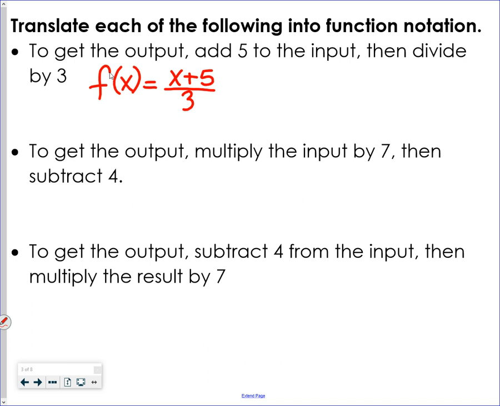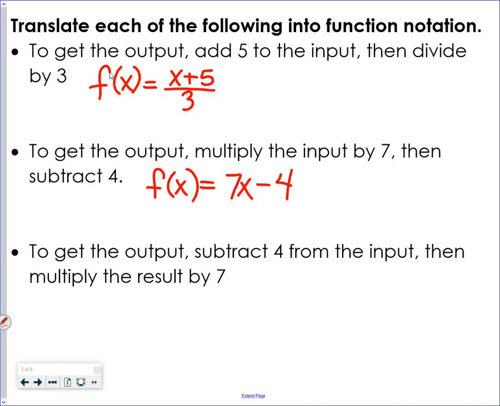For the second one, it says to get the output, multiply the input by 7 and then subtract 4. So for this one, function notation, multiply the input by 7. So 7 times the input and then subtract 4. These are just translations. That shouldn't be too difficult.